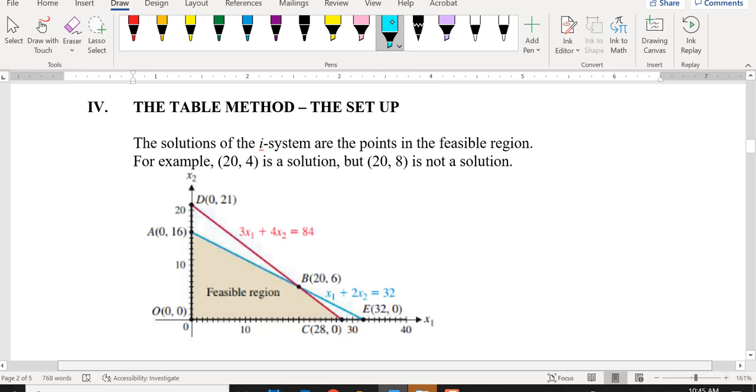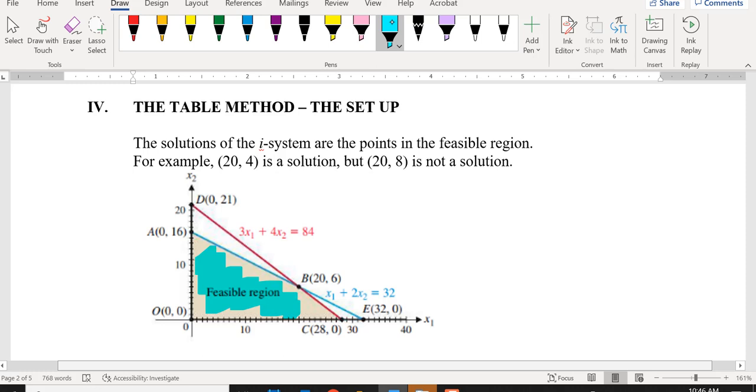The solutions of the I system are points in the feasible region. You remember when we did it the graphical way? All of these points in here satisfied the inequalities. It satisfied the constraints. That's how we got the feasible region. We graphed all the inequalities and took the intersection.